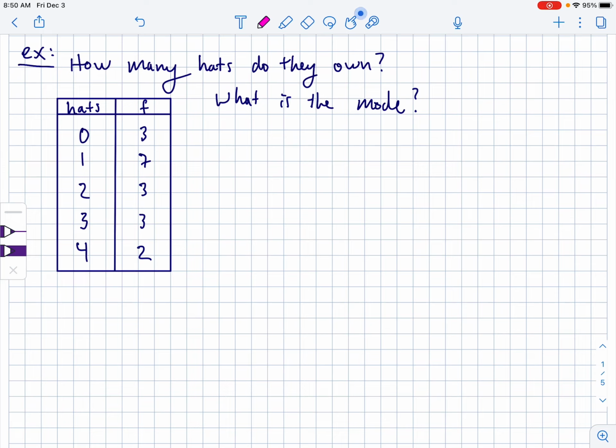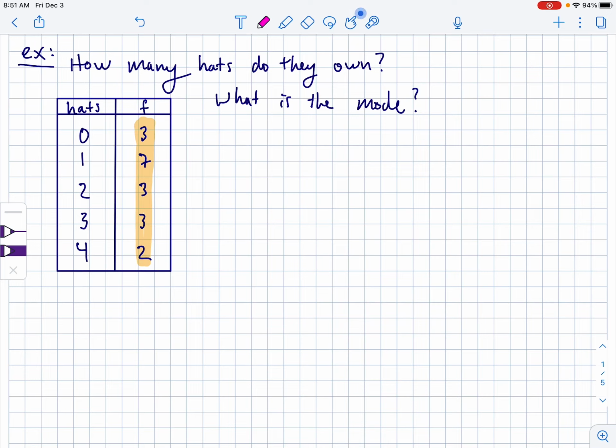First problem: some people were surveyed about how many hats they own, and it was put into a frequency table. Remember that these are how many data pieces of that kind there are. So there were 3 people who had 0 hats, and then 7 people that have 1 hat, and then 3 people that have 2 hats, and 3 people that have 3, and 2 people that have 4. So we need to figure out what is the mode of this.